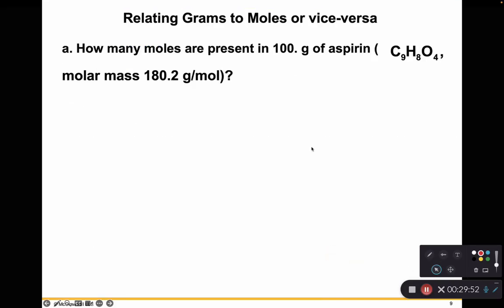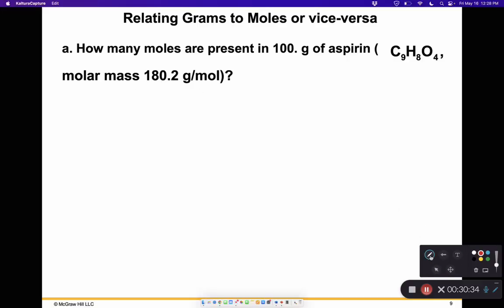How many moles are present in 100 grams of aspirin? The aspirin molecular formula is given. Whenever we have a headache or fever, we take a tablet of medicine, aspirin, right? Its molar mass is given here and the formula is given here. So how did the molar mass 180 come? It is 9 times 12 plus 8 times 1.01 plus 4 times 16, right? You multiply the subscript with the atomic weights, you get the molar mass, and it is given here in the question, so we can write it directly.